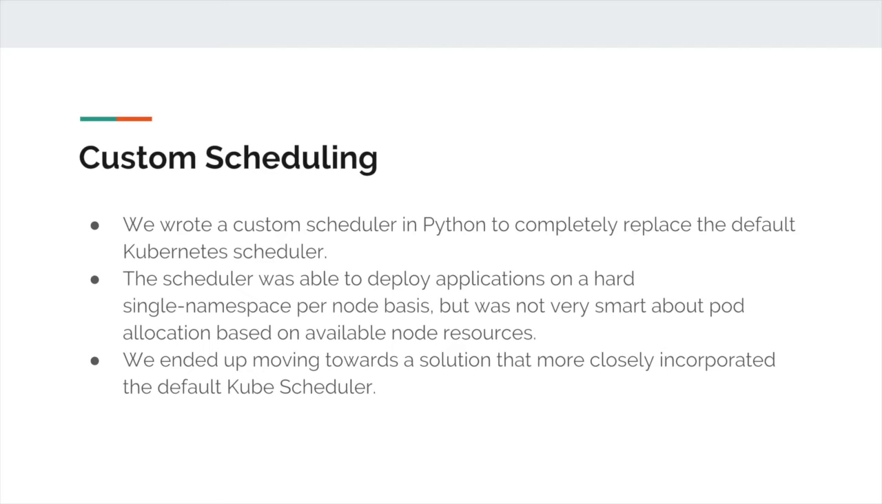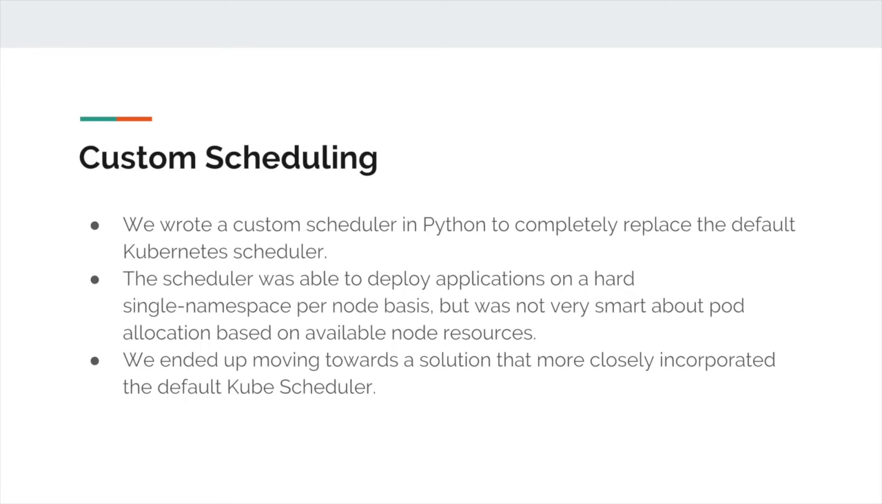On the other hand, we also had to figure out how we wanted to schedule applications on a single-tenant as well as multi-tenant basis. Our initial approach was writing a custom scheduler to completely replace the default Kubernetes scheduler. While the scheduler was able to deploy applications on a hard single-namespace-per-node basis, it wasn't very smart about allocating resources for pods or even determining where to place them beyond single namespace per tenant.